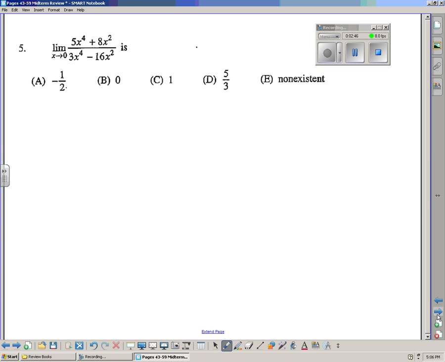All right, number 5. The limit as x approaches 0 is different than the limit as x approaches infinity. Anytime you have a number, you try plugging it in first. And as you see, the top and the bottom will become both 0. 0 over 0 is a hint to do some algebra.